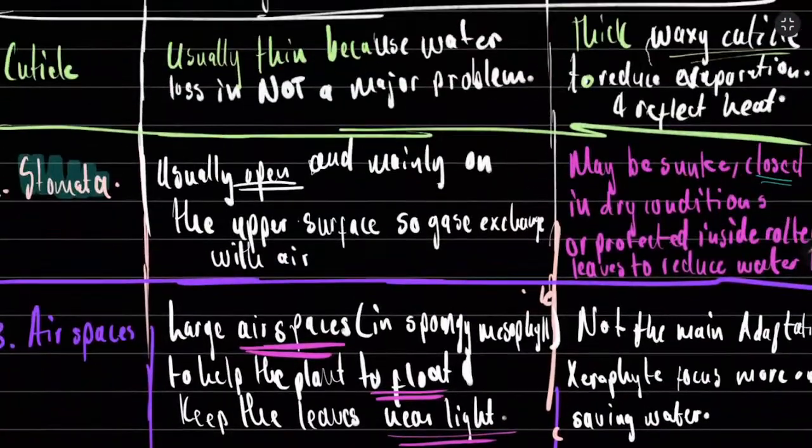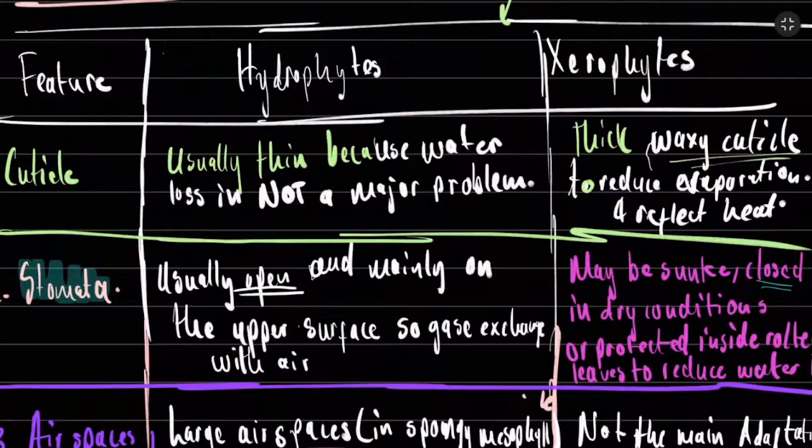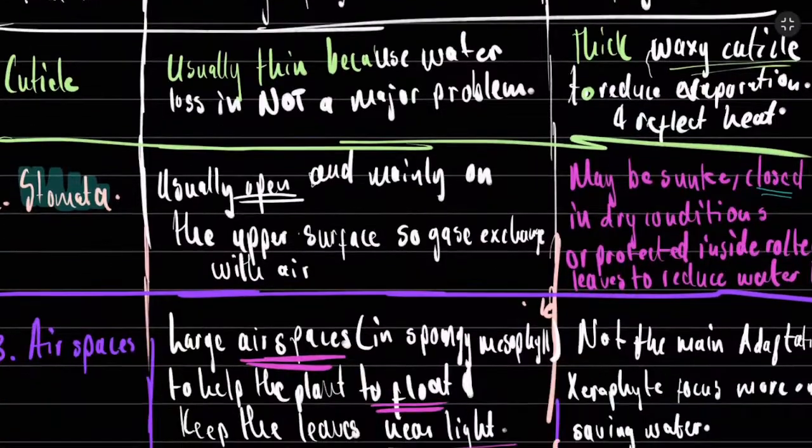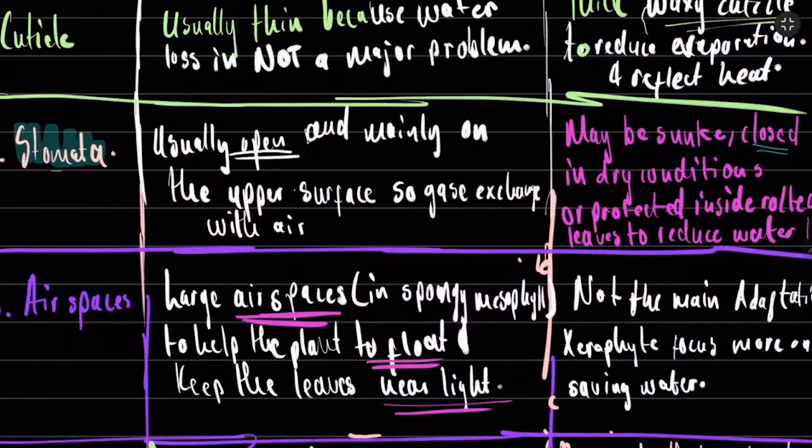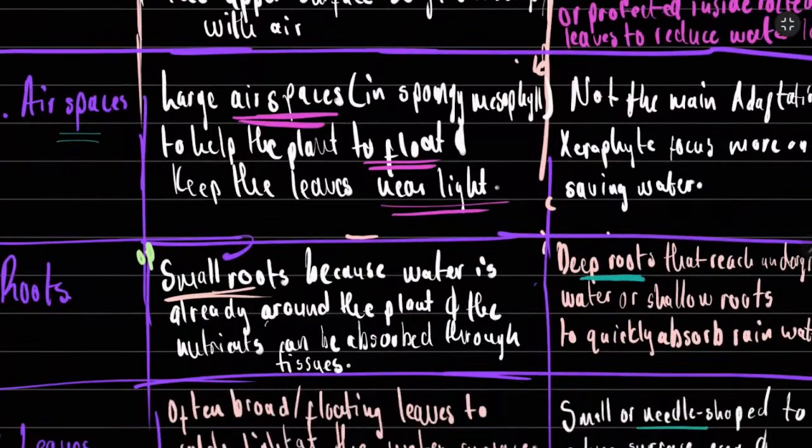When you say hydrophytes, the most important things will be one, stomata, two, airspace, and three, roots.